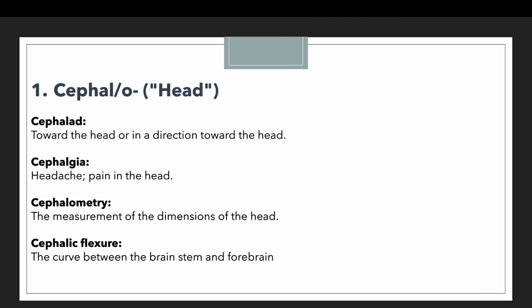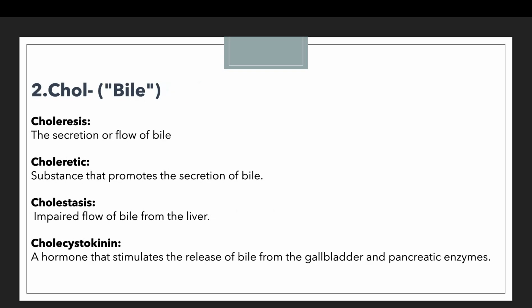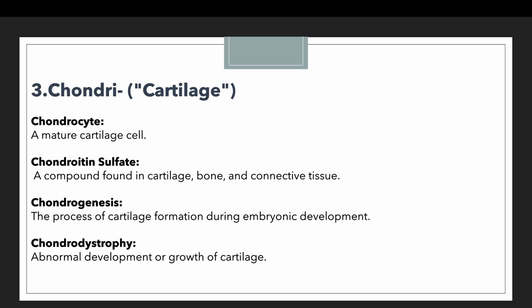So far we have discussed two prefixes, which is cephal or cephalo, used to denote head, col, which is used to denote bile, and now the next prefix is chondri or maybe chondro. Okay, so what is that? This prefix is mainly used in order to showcase something as cartilage. So whenever there is a discussion related to cartilage, we will use either chondri or chondro, because both are related terms.